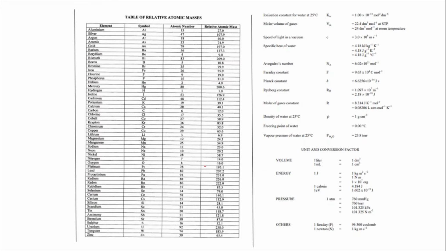As you know, during the exam there will be no formulas provided. What is provided to you is the table of relative atomic masses, where you will be given the list of elements, the atomic number, as well as the relative atomic mass. The atomic number here refers to the proton number, and the relative atomic mass refers to the molar mass.